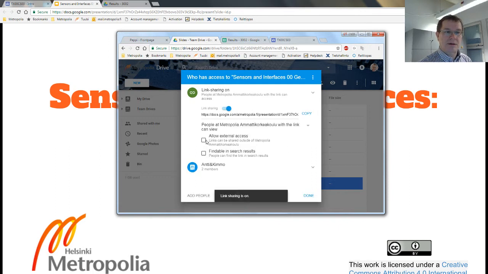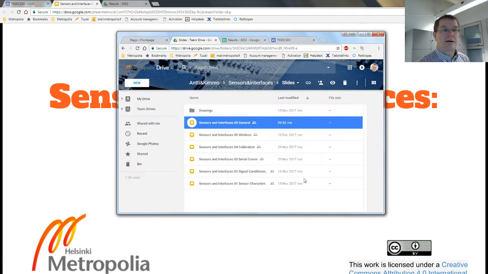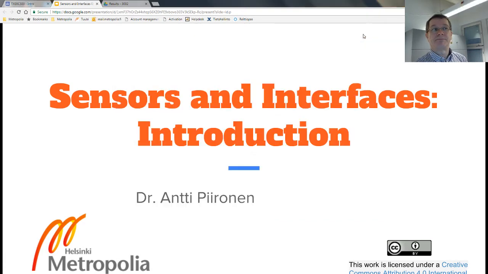Link sharing, allow external access. Done. Now it should open. Does it open? Yes. Excellent. Good. That was the only file I didn't fix.